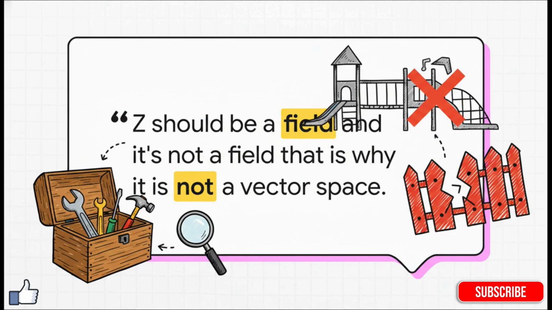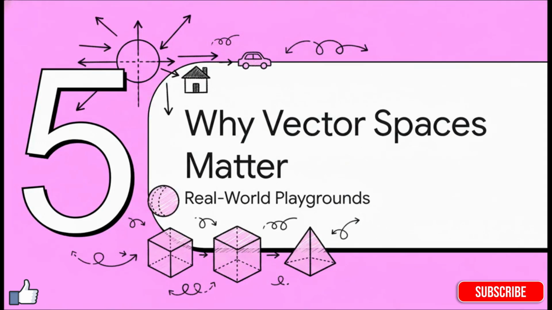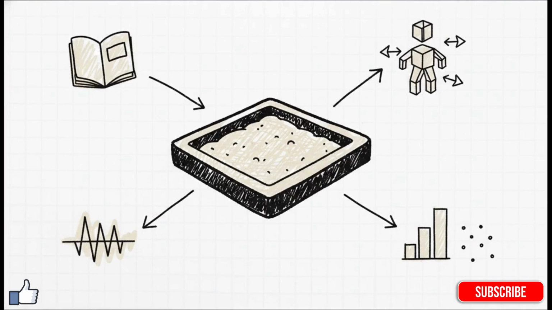End of story. Okay, so we've defined the playground, we've gone through the entire rule book, but you might be wondering, why do we care so much? Why are we so obsessed with this specific set of rules? Well, here's the magic part. Any system that follows this rule book unlocks a whole universe of powerful mathematical tools. And believe me, these playgrounds are everywhere.